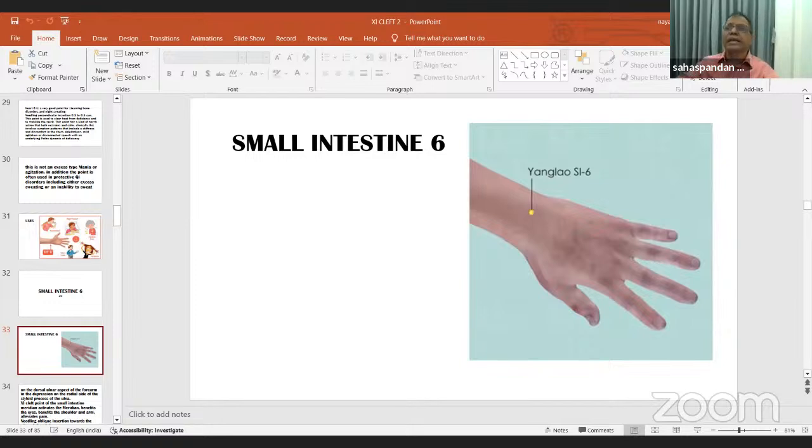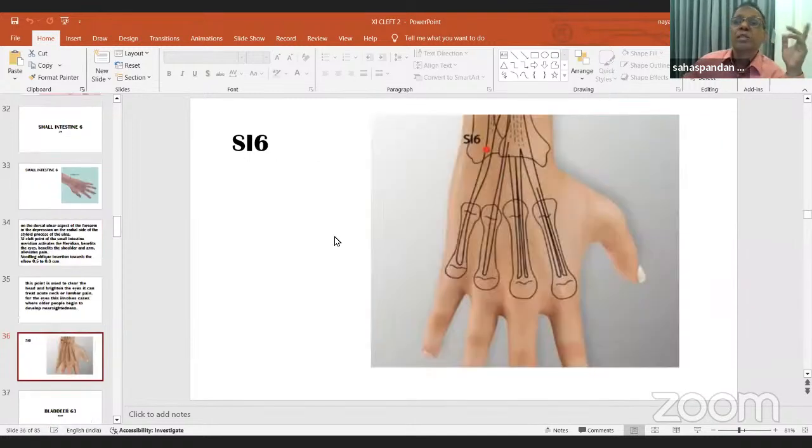So once again, I am showing you exercise 6. This is exercise 6.